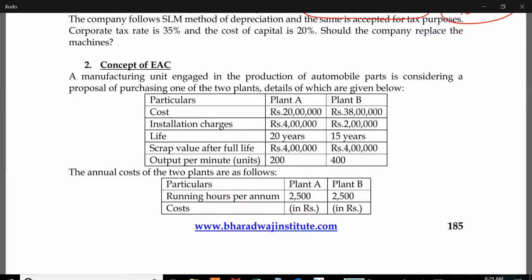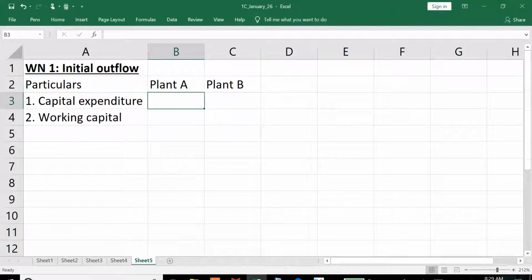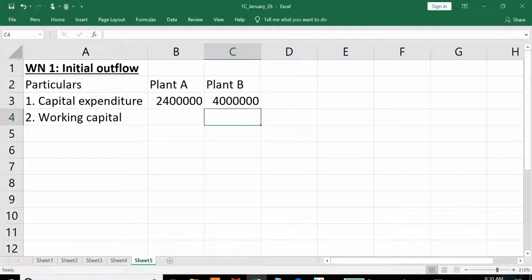What is the capital expenditure of plant A? How much? 20? No, you will have to consider installation charges also because that is also incurred on day 0. So, your capital expenditure for plant A is 24 lakhs, plant B is 40 lakhs including the installation charges. Working capital is 0 and 0.